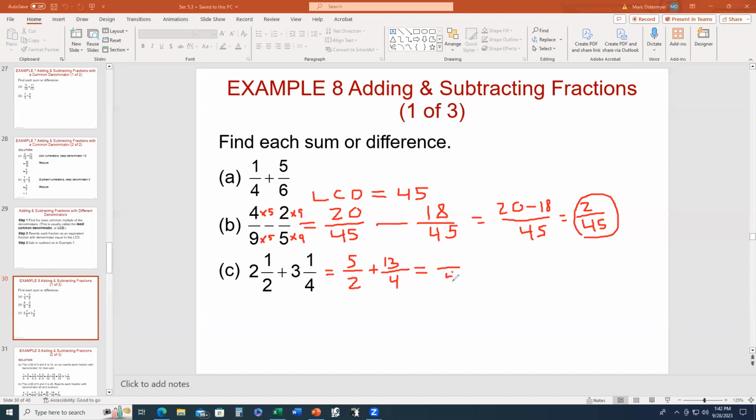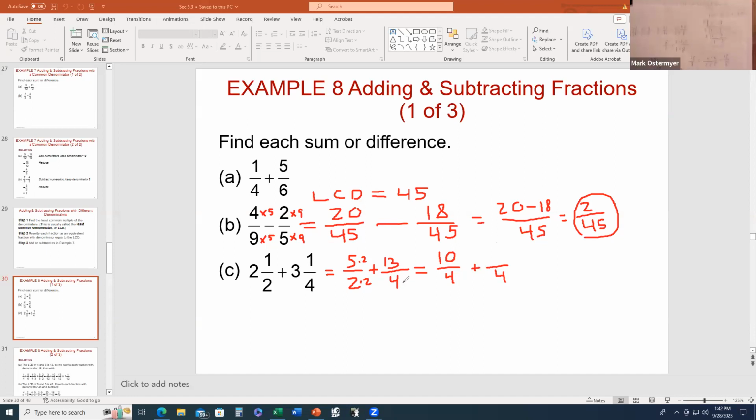Or we've got to build both these fractions up into equivalent fractions that have a denominator of 4. The first fraction's denominator is 2. It has to be multiplied by 2, which means you've got to multiply the numerator by 2 also. So 5 halves times 2 over 2 becomes the equivalent fraction 10 fourths.